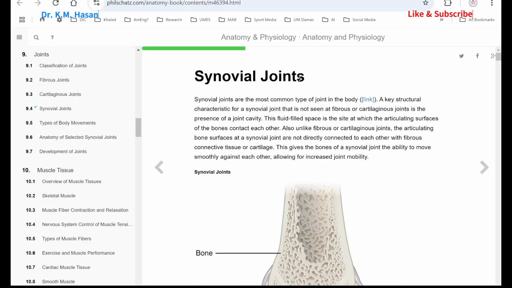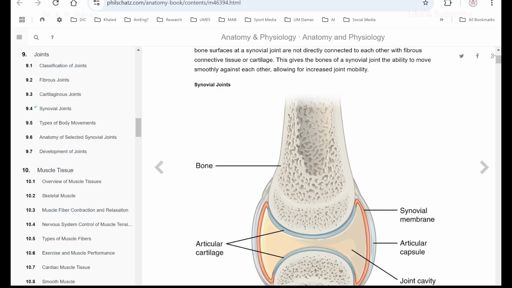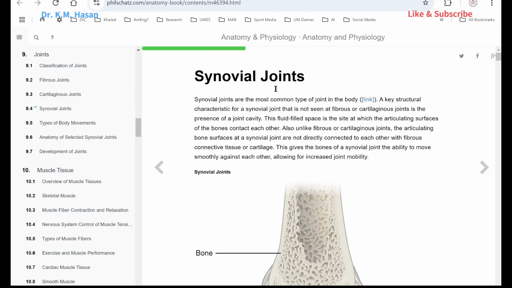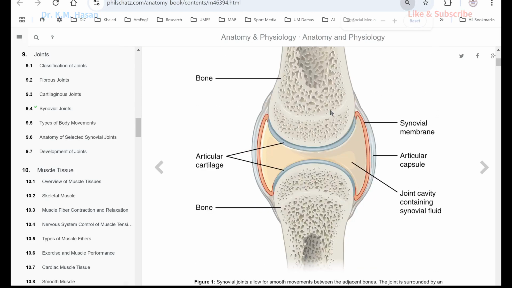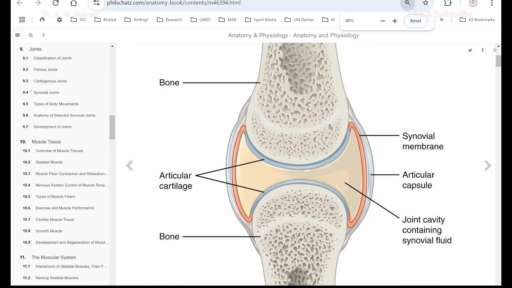I click on the link available on the slide, and it takes me to this website regarding the synovial joint, and this represents the healthy joint. Let me minimize it a little bit. This represents the healthy joints. Here you can see the bone on both sides, the upper and lower ends. Then we have the cartilage. You can see the articular cartilage here.